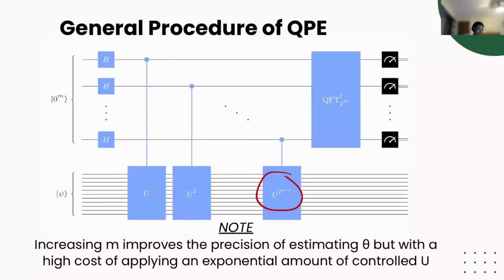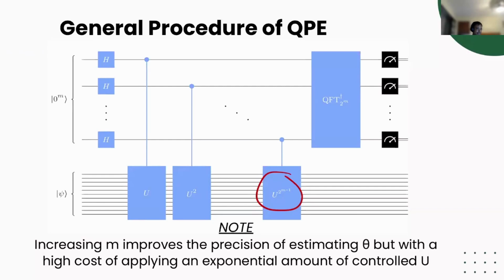So we'll apply U to the 2^(m-1), or U squared m minus 1. So the number of unitaries that we need as we increase the precision of our register increases exponentially. This is a big cost with phase estimation, and in fact, it's a major limiting factor for why this isn't used more often.